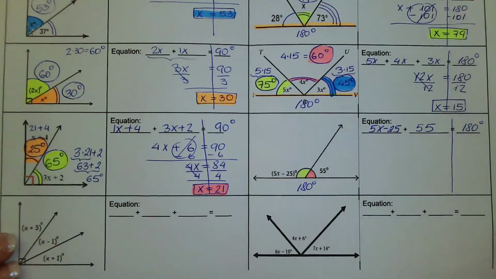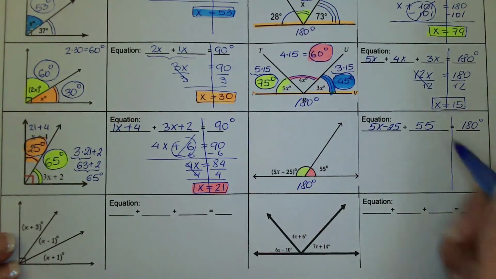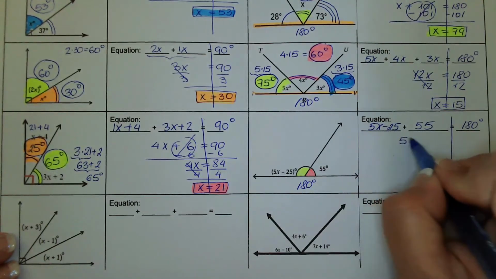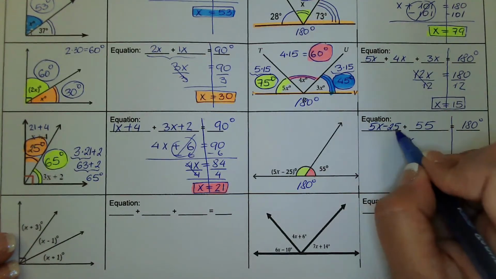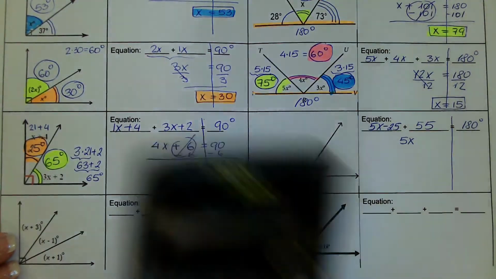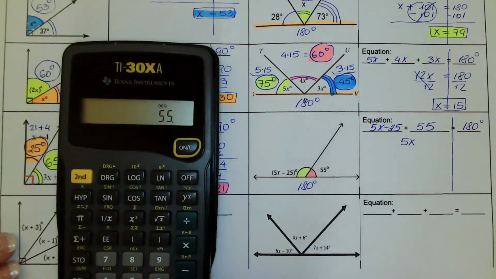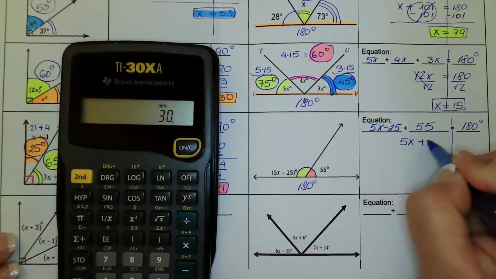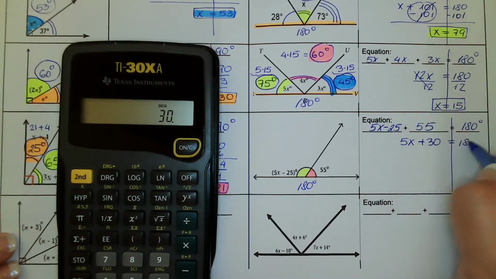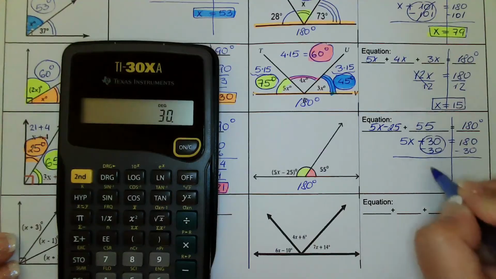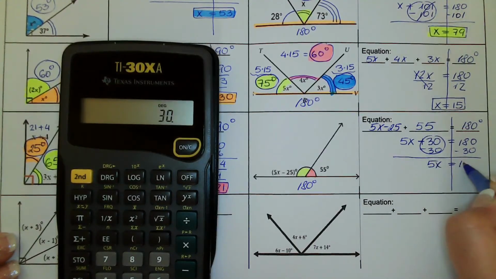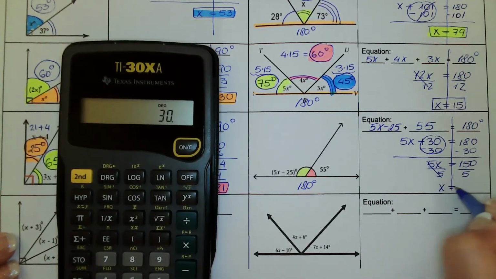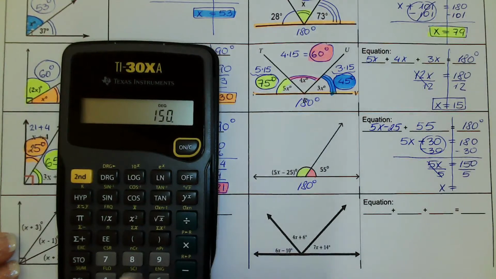Supplementary angles add up to 180 degrees, straight line. 5x, combine the like terms: negative 25 and 55 means subtract, keep the sign of the bigger number, so 55 minus 25 is 30. Subtract 30. Bring down 5x equals 150. Divide by 5. The x value equals 30.